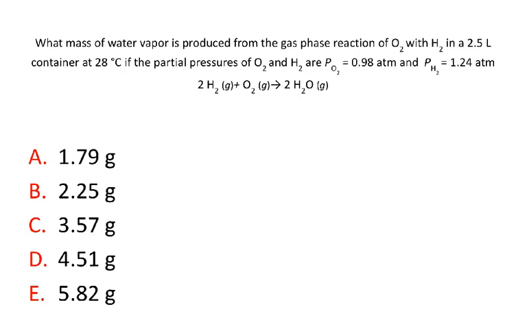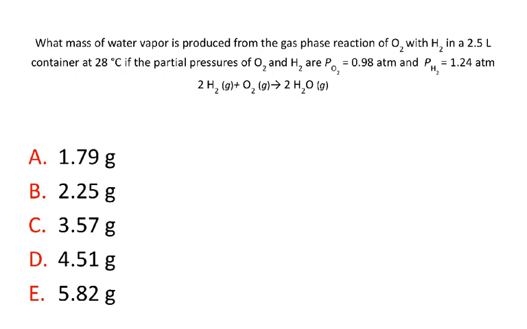One more for you to practice on. What mass of water vapor is produced from the gas phase reaction of oxygen with hydrogen in a 2.5 liter container at 28 degrees Celsius if the partial pressures of oxygen is 0.98 atmospheres and hydrogen is 1.24 atmospheres? So here we are pulling together several concepts. We want to know our mass of water vapor. We are given two partial pressures, which means we also have to figure out what our limiting reactant is.